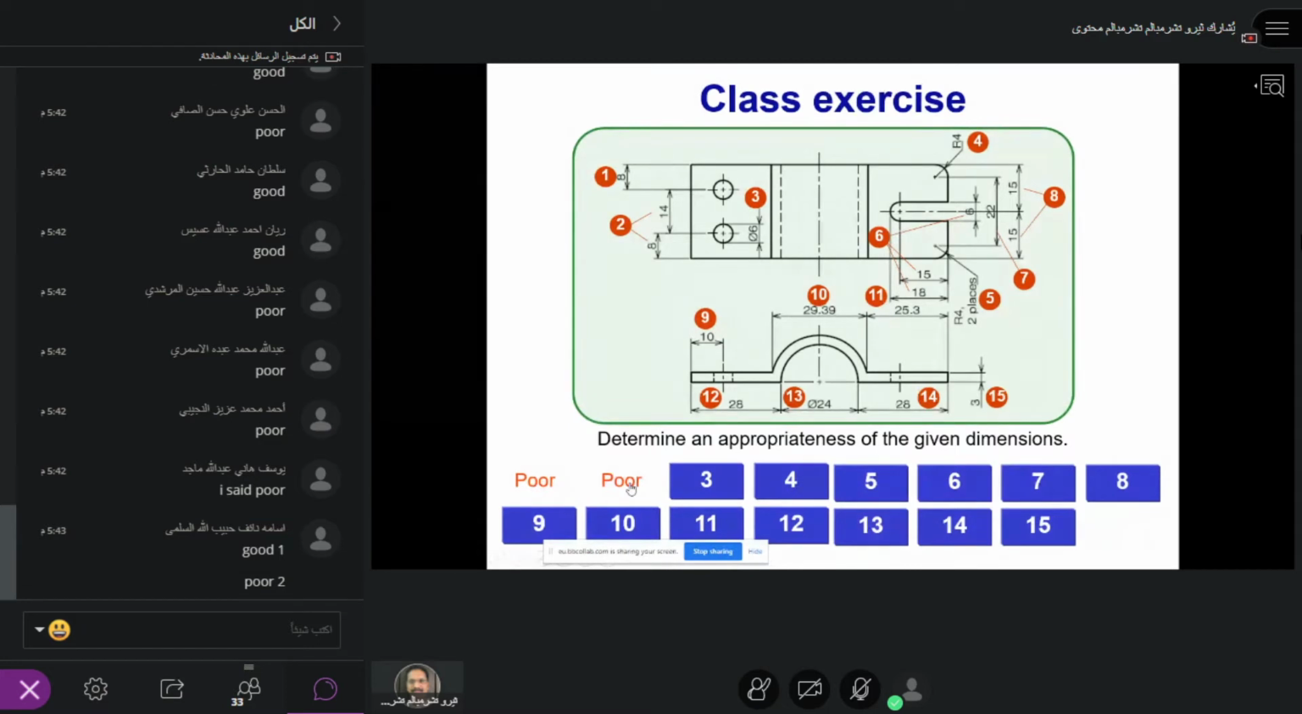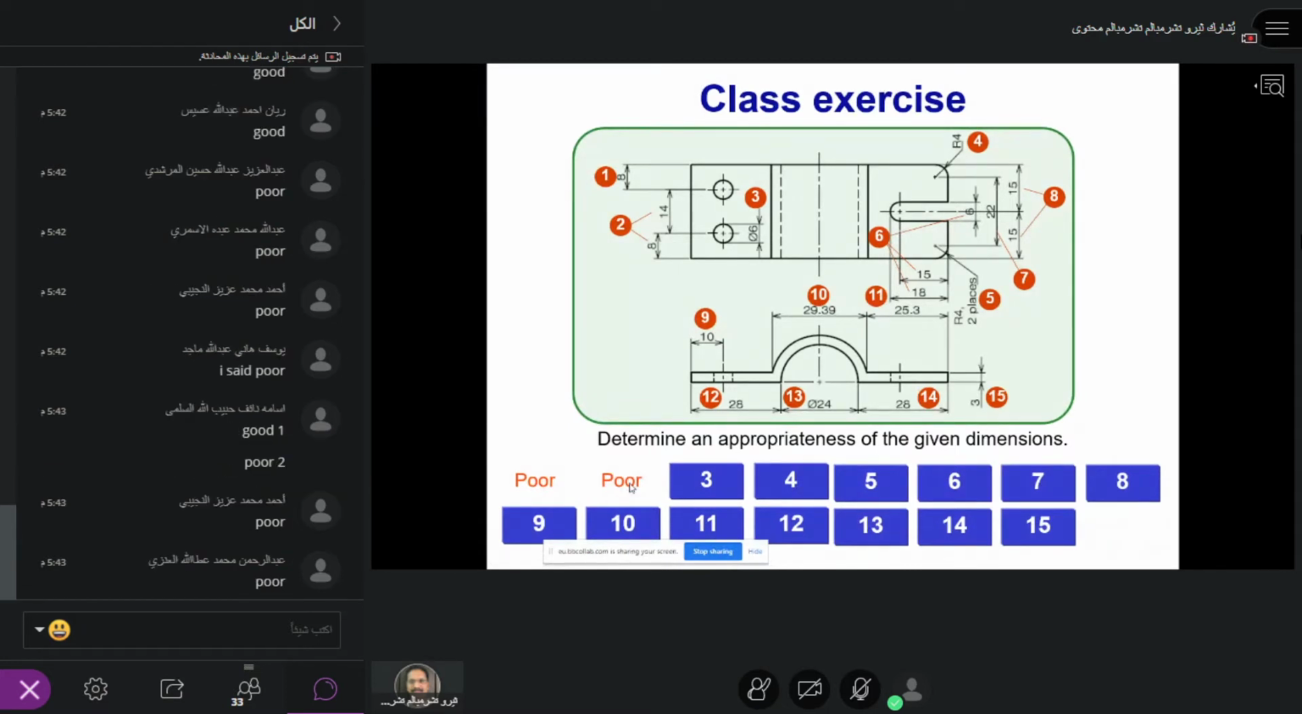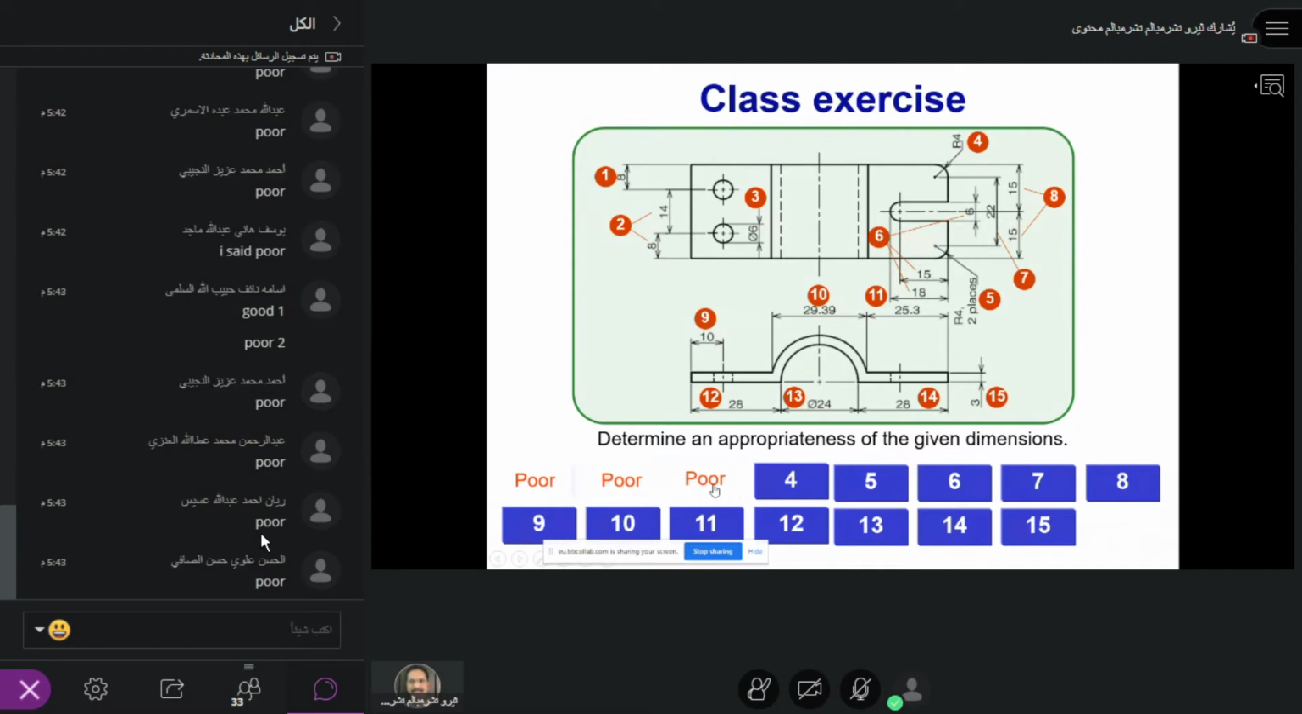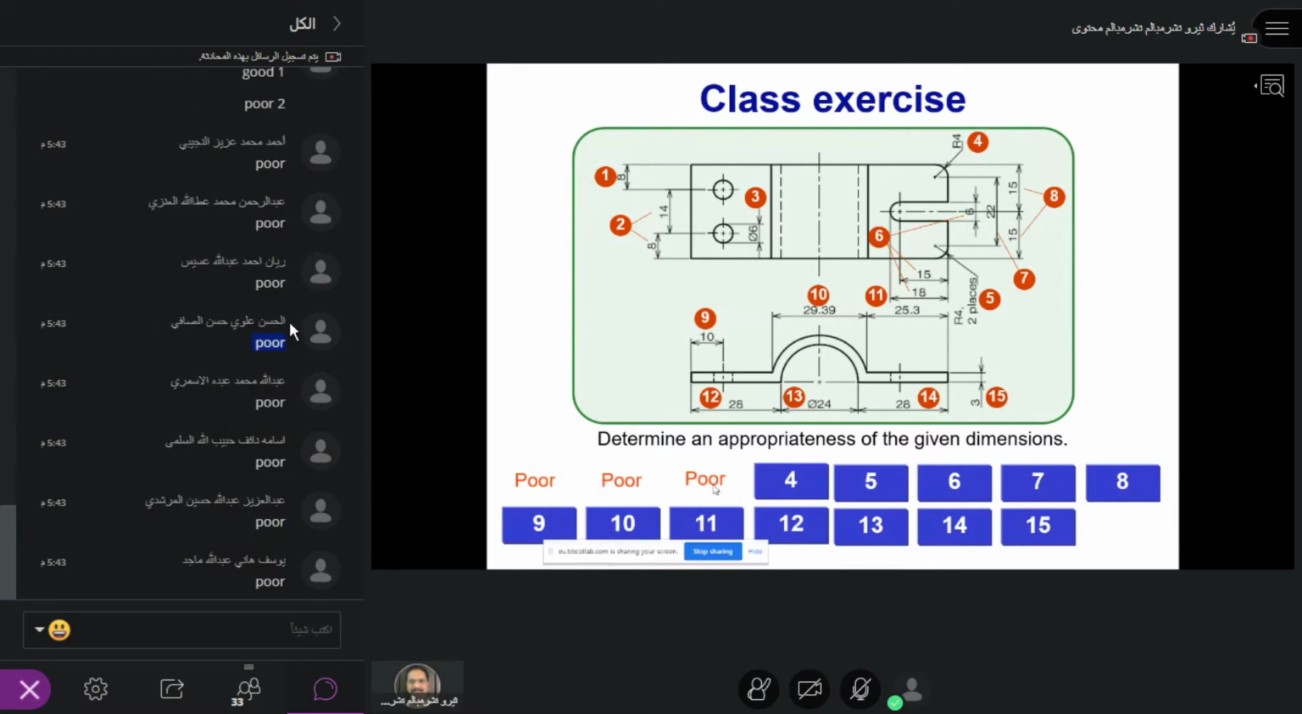Very good. What about 3? Let's see. Poor. Why is it poor? Because he put the dimension inside the component. You always try to put the dimension outside the component. It's much better. Never put the dimension inside. That's why it is poor. Correct? Now what about 4?